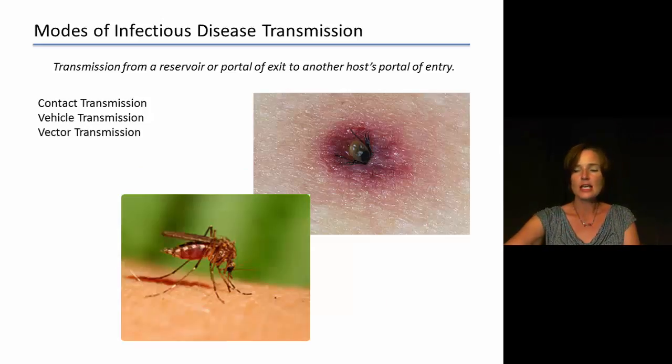And then another one is vector transmission. When we're talking about vector transmission, we're talking about some type of live organism that is transmitting that pathogen from the reservoir to the host. So this might be through an arthropod, an insect. It could be a tick feeding on one organism and then another. It could be a mosquito feeding on one organism and then another. So that's vector transmission.